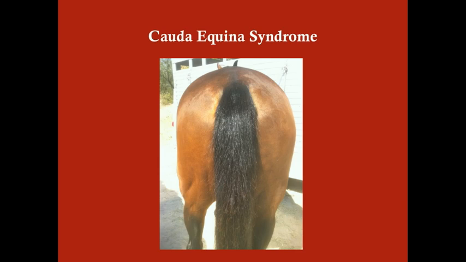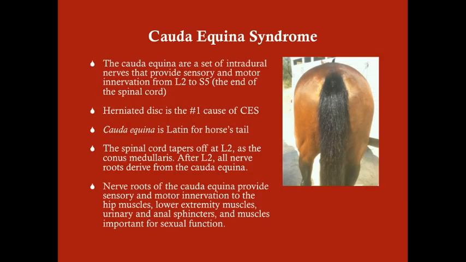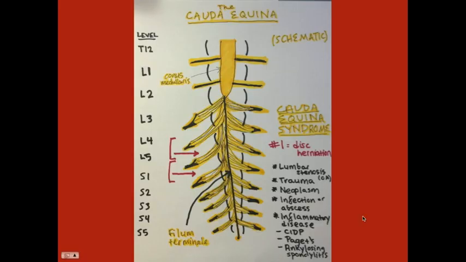Cauda equina syndrome. So you're wondering why I have a picture of a horse's butt here. The reason is because cauda equina is the Latin word for horse's tail. And really, when you look at the cauda equina, which is the terminal part of your spinal cord, it looks like a horse's tail. And here's a picture of it. So it kind of looks like a horse's tail.